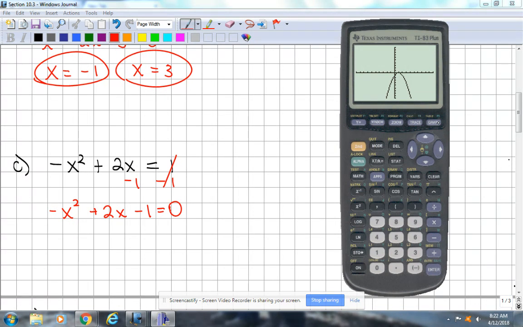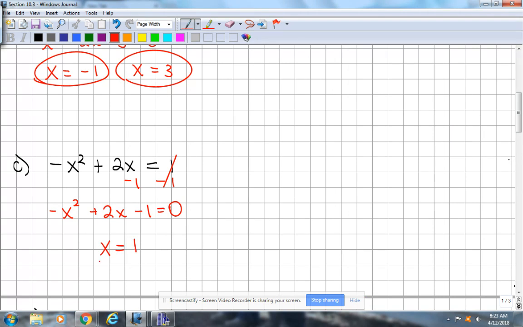Now, how many times is this graph touching the x-axis? It's only touching it one time because the vertex is where it's touching the x-axis. Do you see that? So this is a case where you would only have one solution. If your vertex touches your x-axis, you only have one solution. So where am I touching it? At 1. So we would just say x equals 1.